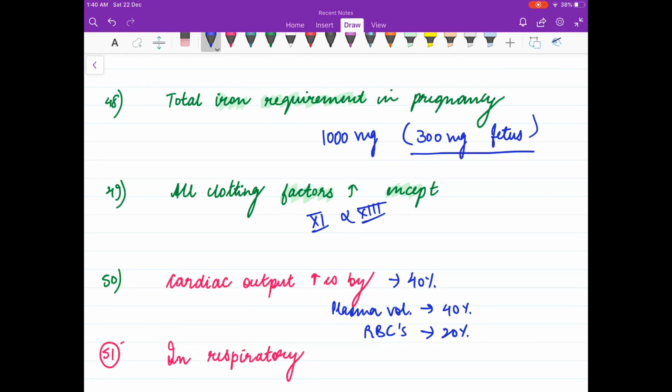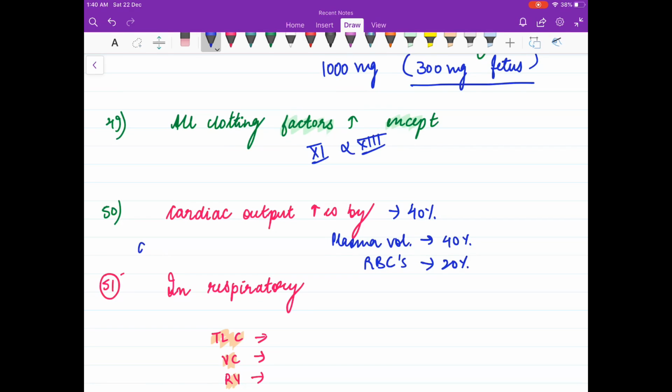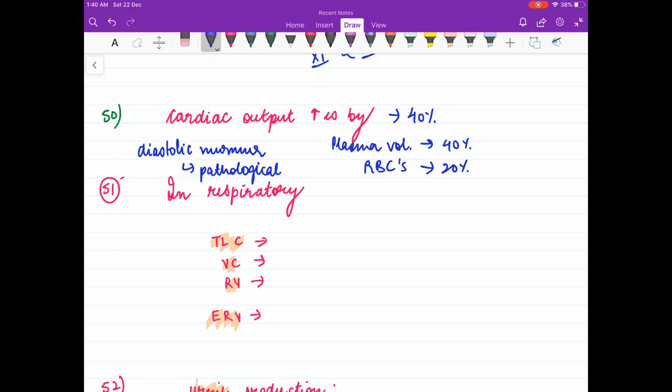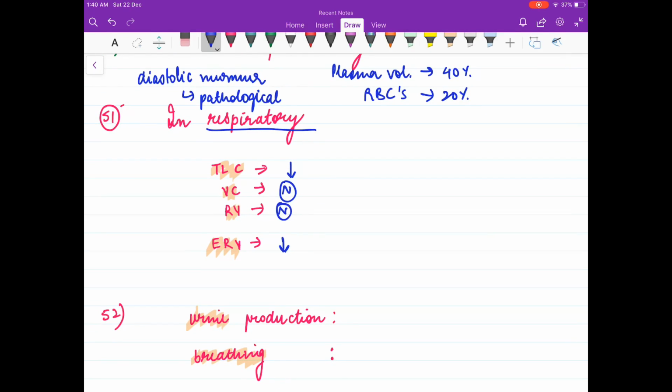And you have to remember that diastolic murmur in pregnancy is always pathological. And in respiratory system, the TLC decreases, VC remains normal, residual volume remains normal, and expiratory reserve volume increases.